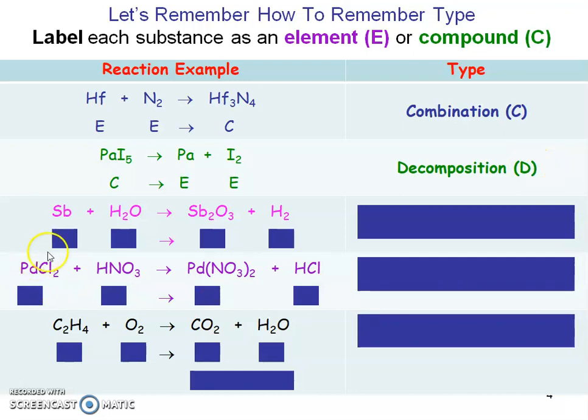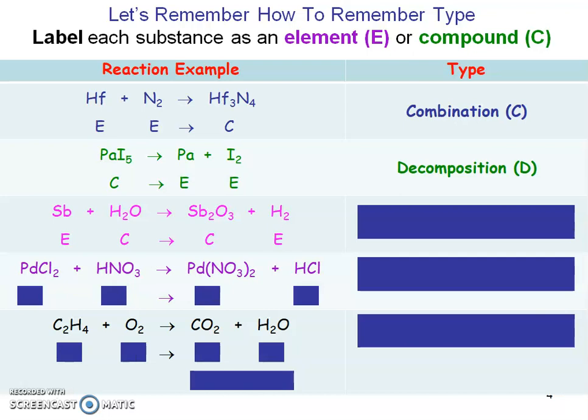and I simplify that with a capital D. All right, Sb would be considered an element, and hopefully you're doing this along with me. H2O would be a compound. You should know that by now. Two capital letters there is going to be a compound, and of course hydrogen, that diatomic molecule, but since it only has one capital letter, we're going to label it as an element.